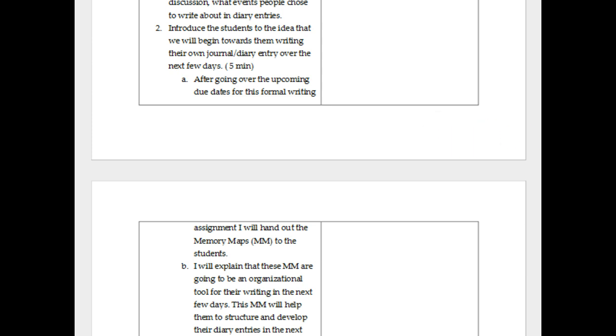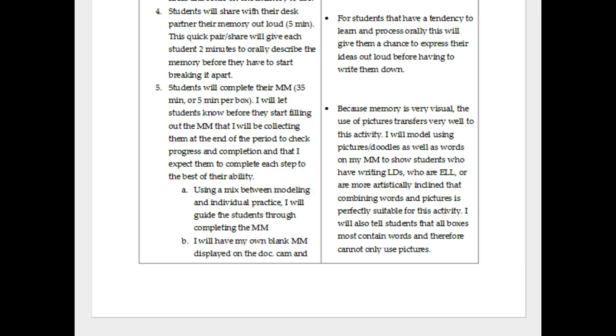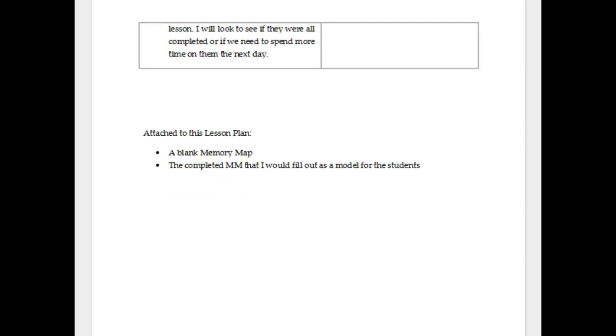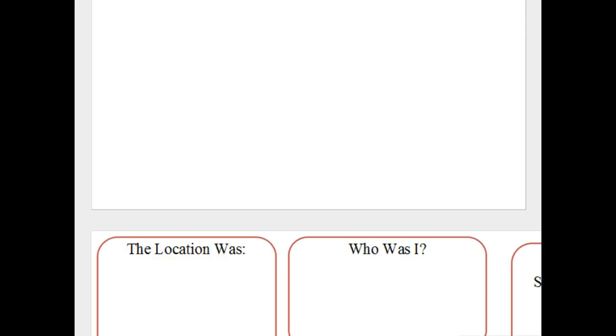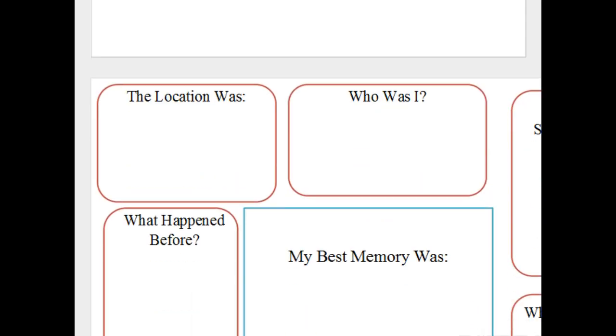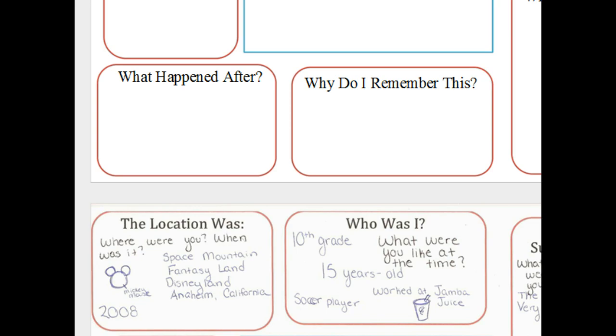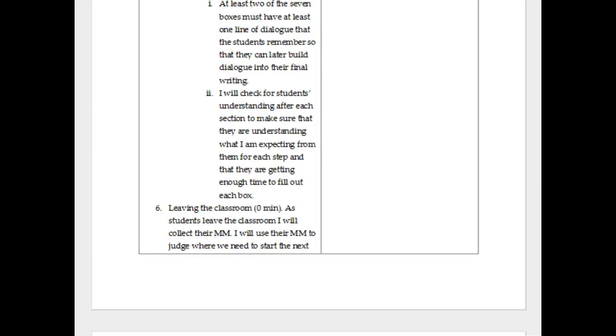You go over the upcoming due dates. I'm going to scroll down real quick and see if you included that handout. Oh, okay, here's the memory map handout. Oh, and you have it filled out too. Cool. Can't wait to read about that.